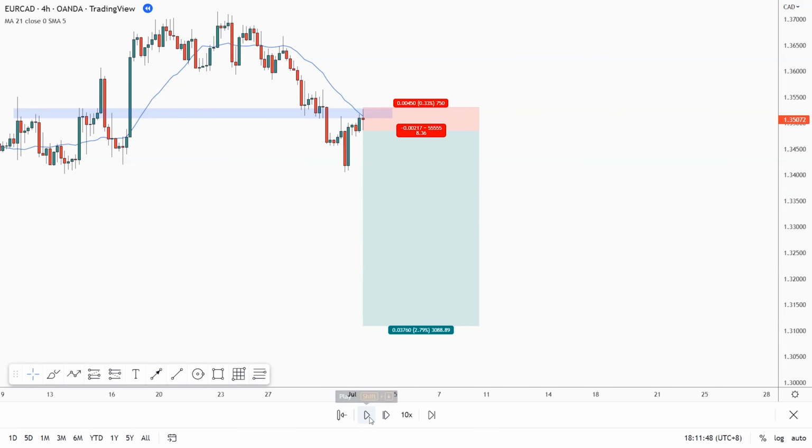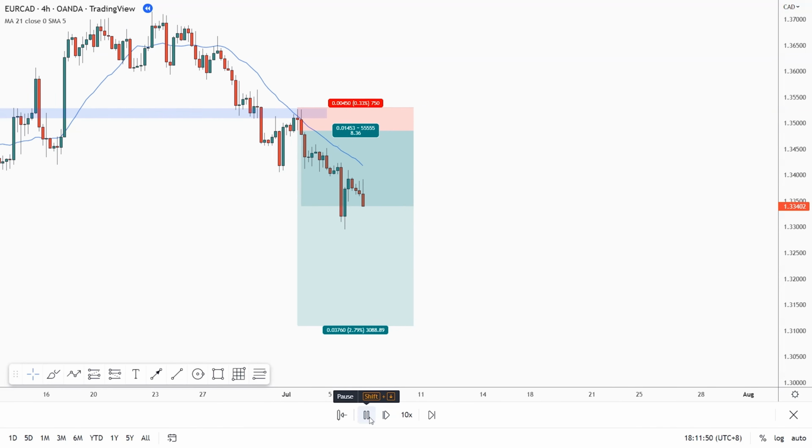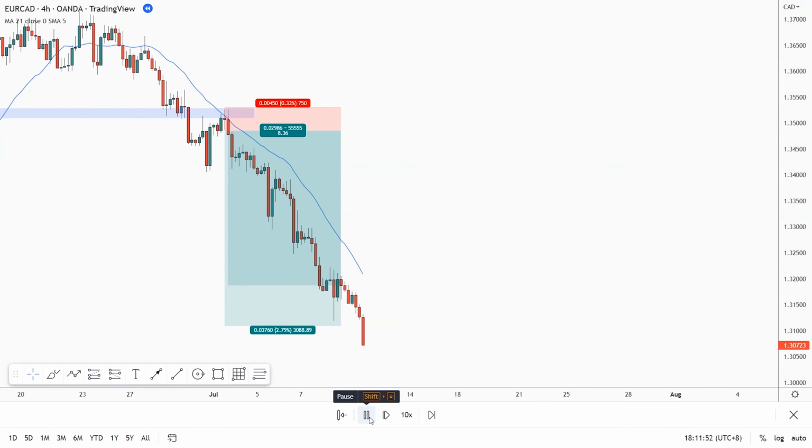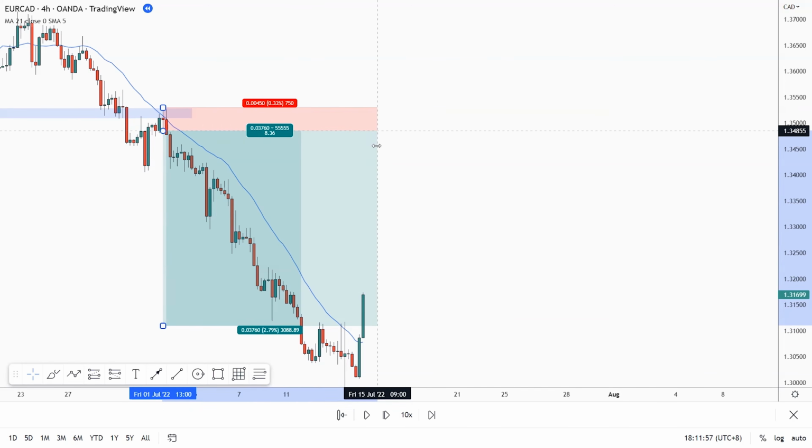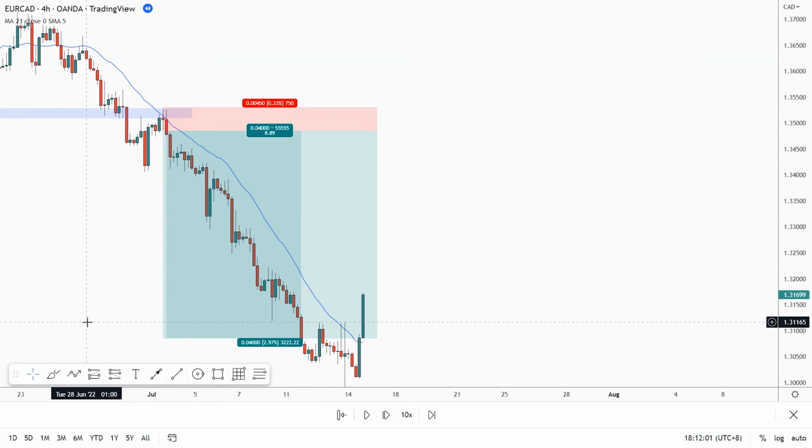Now, let us see the result of this trade. After this big green momentum candle, which closed above the 21 moving average, we closed our trade. Therefore, that is an 8.89% gain. Still, that is a huge trade.